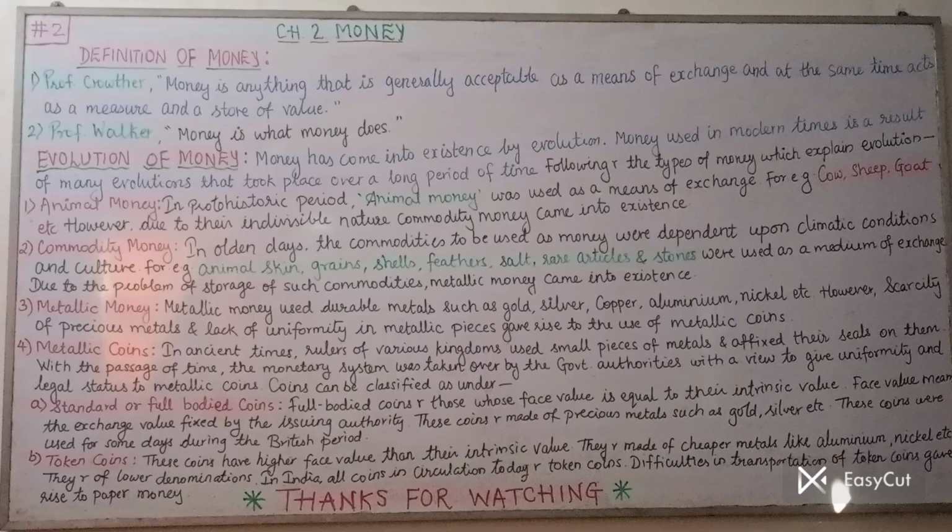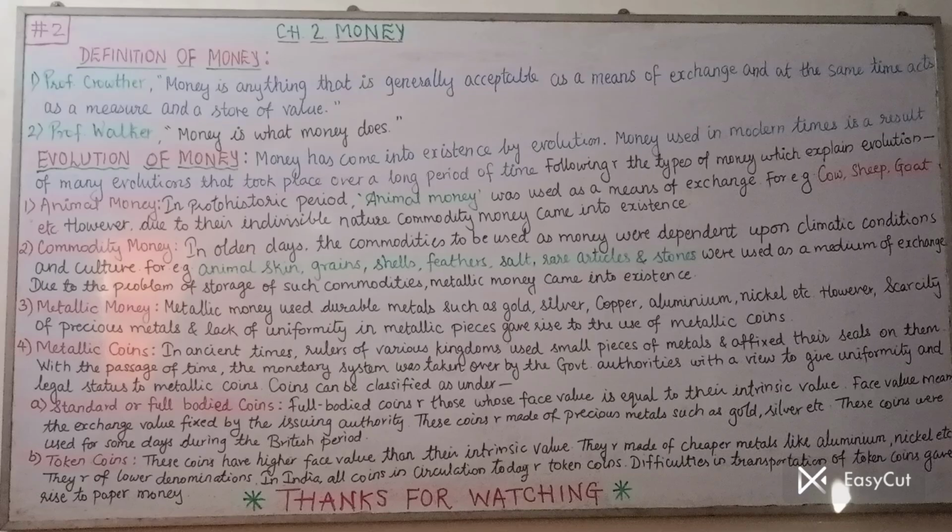Coming back to our point, we are discussing animal money. In the proto-historic period, animal money was used as a means of exchange. That means people literally used animals for exchanging things. However, due to the indivisible nature of these animals, commodity money came into existence. I hope you understand the difficulty. Animals used to be so big, and moreover, it was livestock. You can't divide them. So that's why using animal money was not possible.